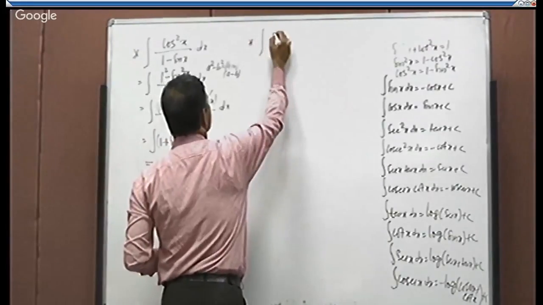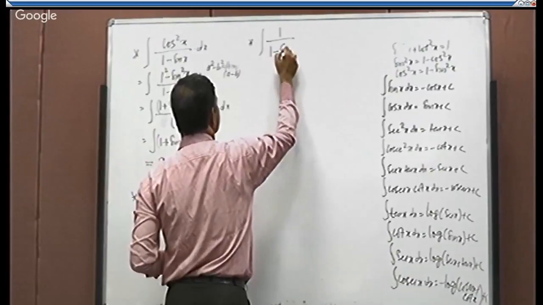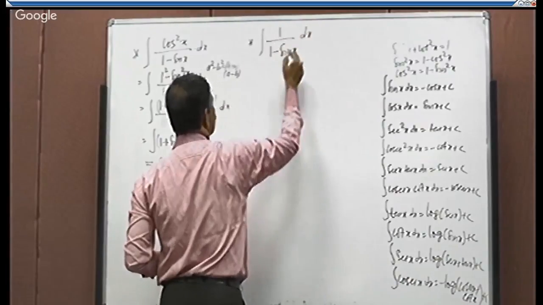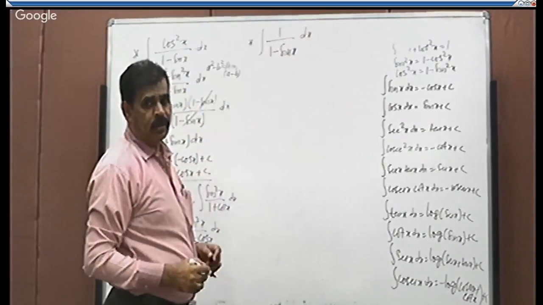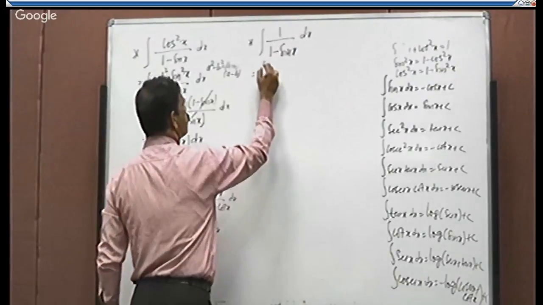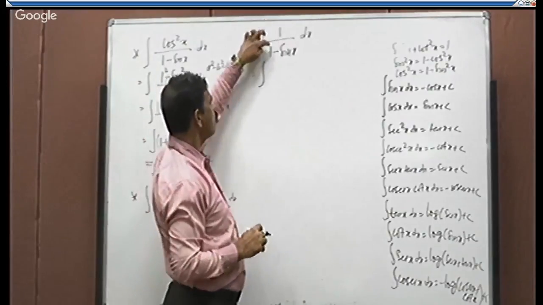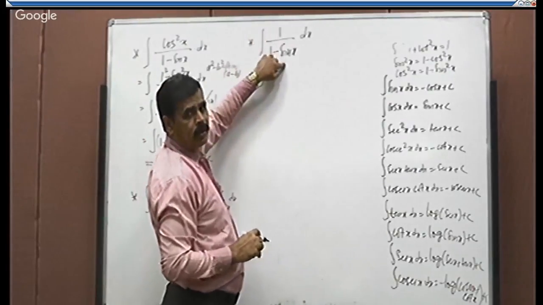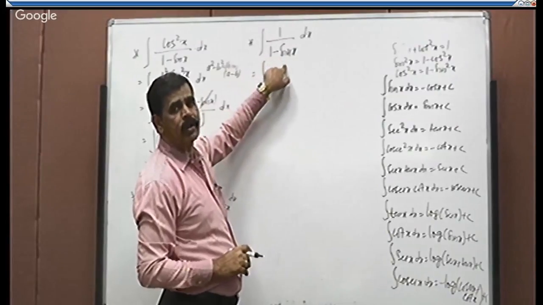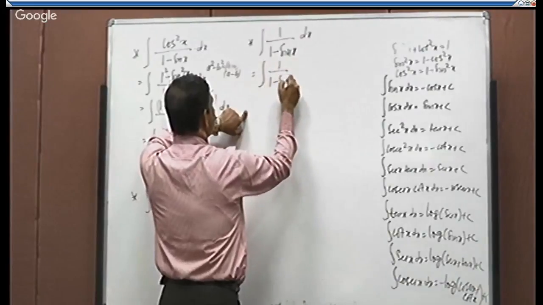See this problem. 1 by 1 minus sin x, or 1 by 1 plus sin x, or 1 by 1 plus or minus cos x. They have the same solutions. Procedure is same. Again, it is what? 1 by 1 minus sin x. This is not integrable directly. So what to do? We have to go for rationalization.